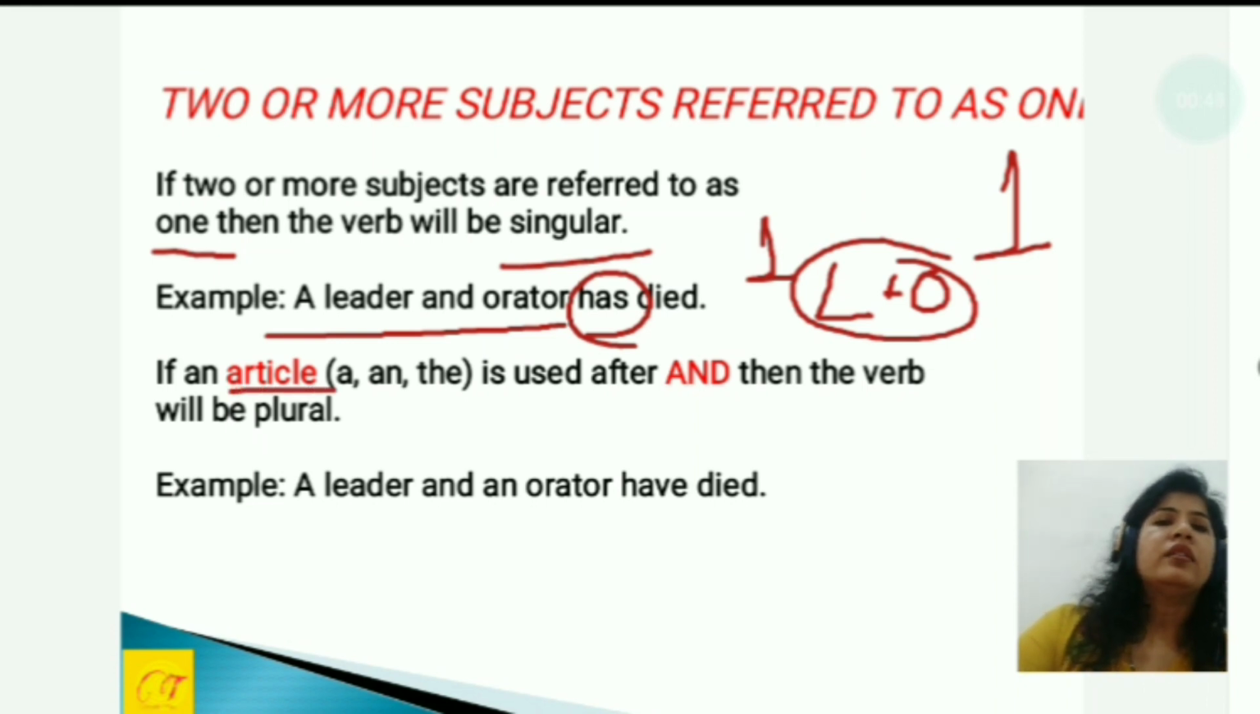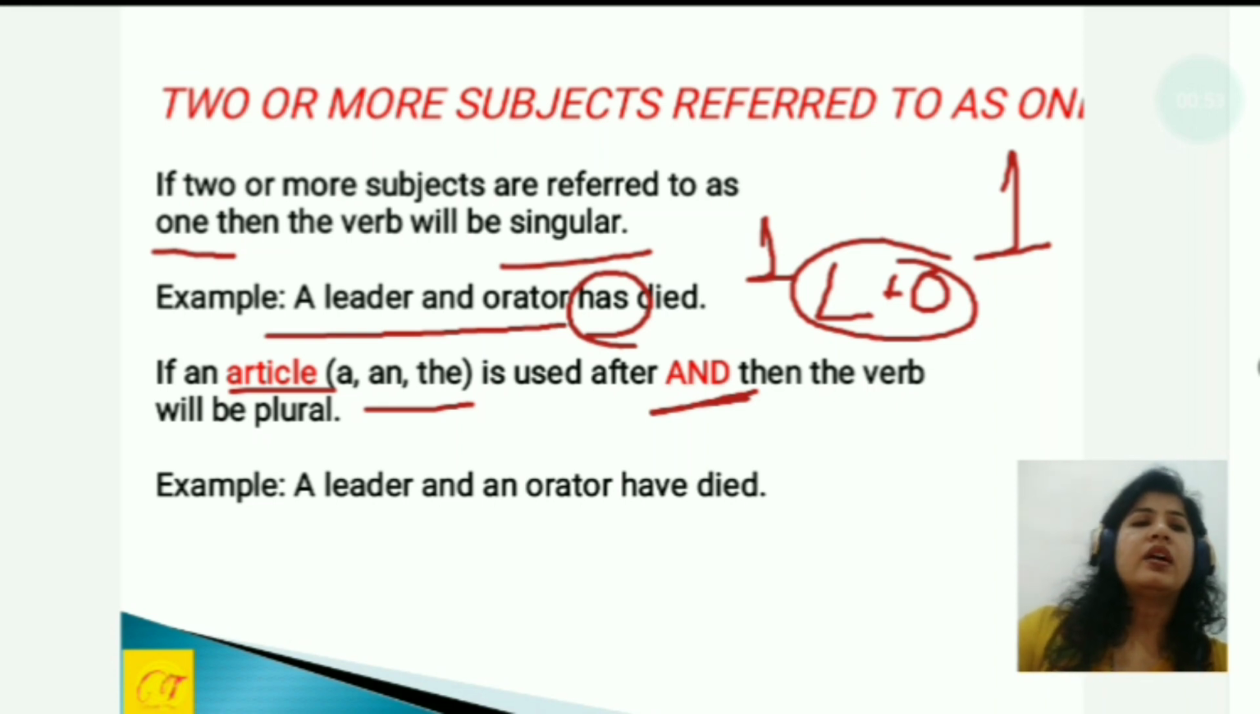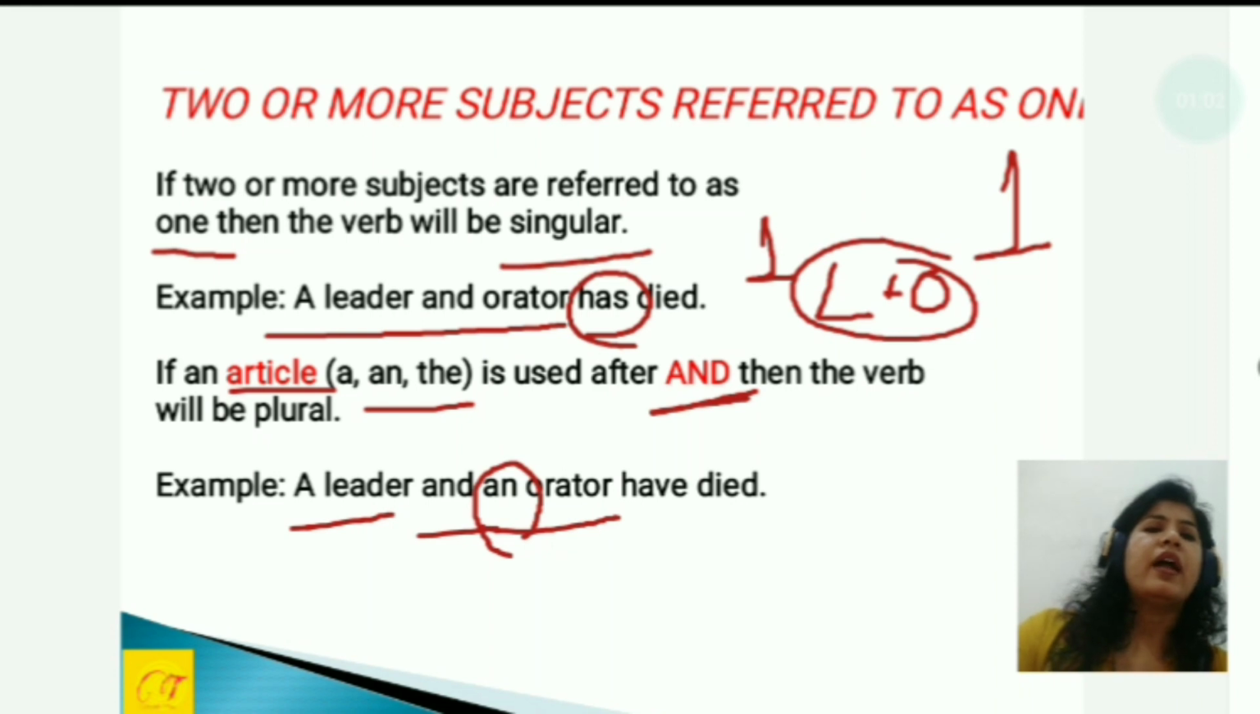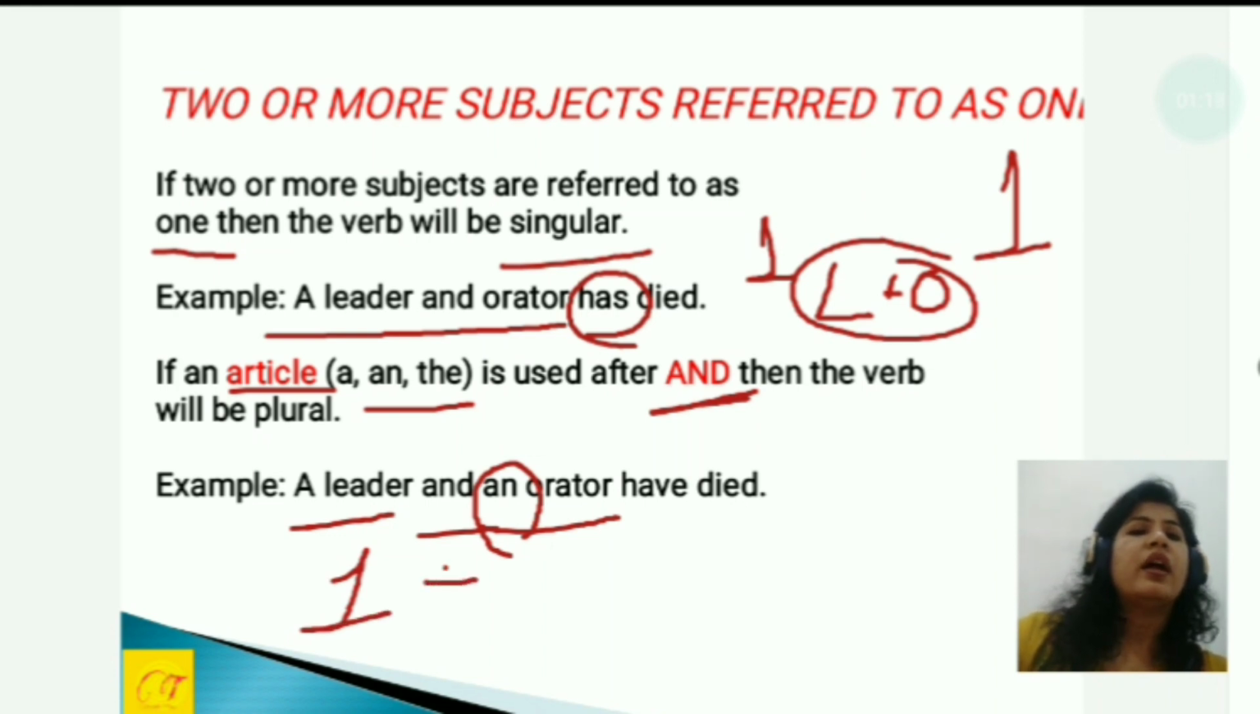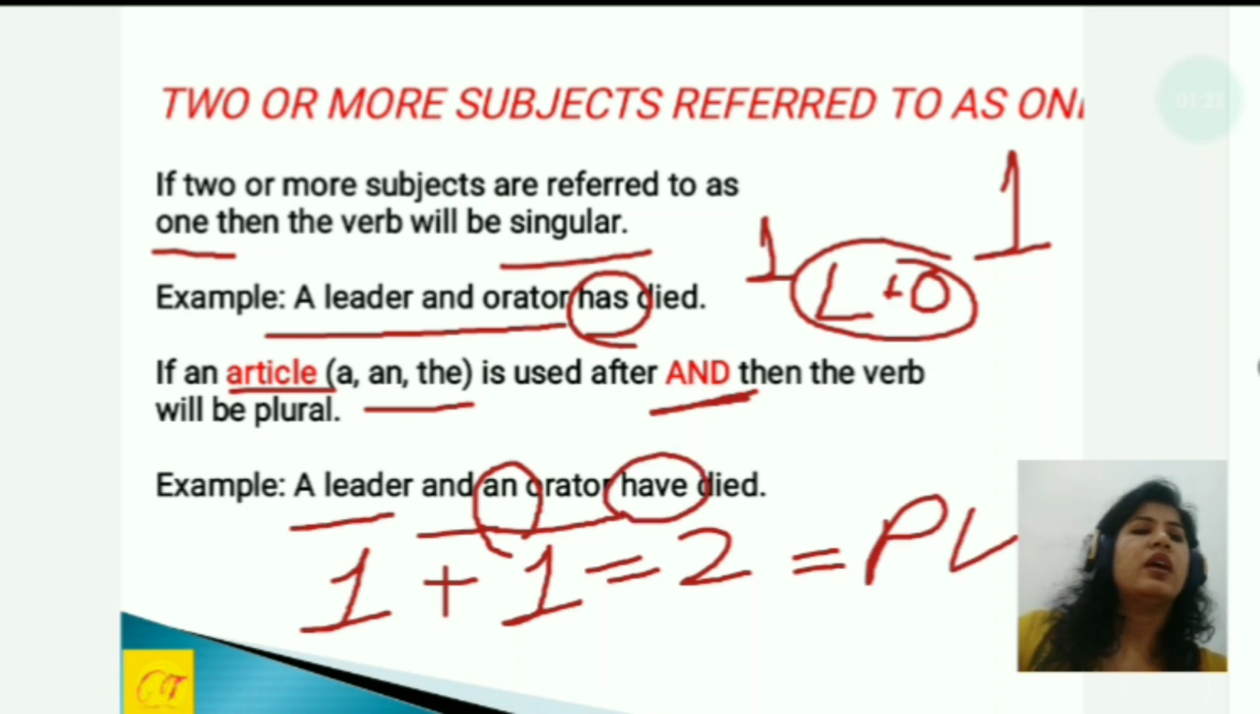But if an article, that is a, an or the, is used after and, then the verb will be plural. For example, a leader and an orator. Look carefully that here is an article after and. That makes it a different person. This sentence is not talking about one particular person. The sentence is talking about two different persons. One person is a leader and another person is an orator. Alright? So that makes it plural, and that's why the plural verb is used. Have is used here. Right? So remember, if there is an article after and, the subject would become plural and the verb will also be applied as plural.